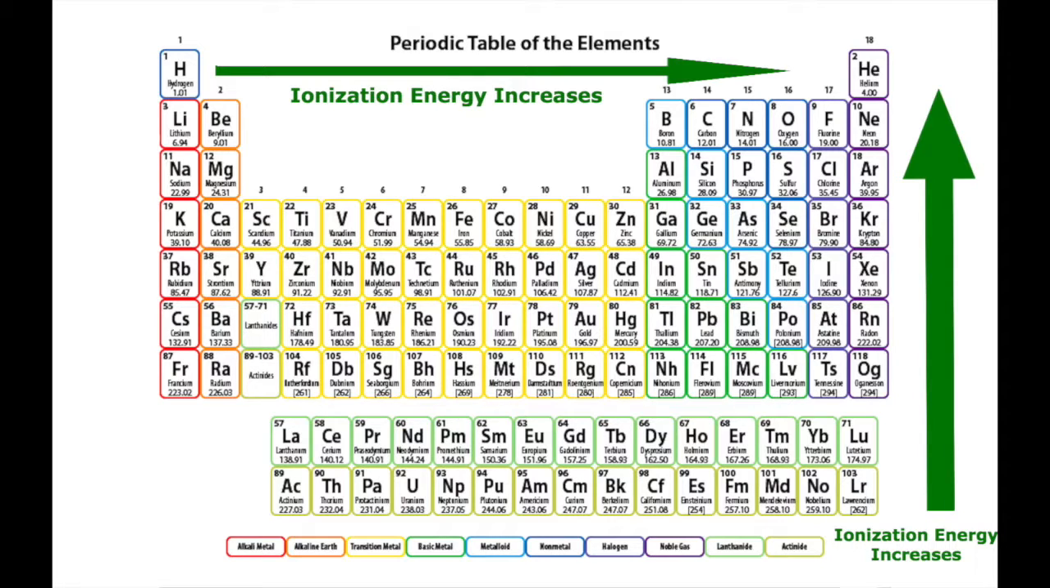However, when you go down a group, ionization energy decreases because as more energy levels are filled, not only is the distance between an atom's nucleus and its outer electrons increasing, but electron shielding also blocks the full effective nuclear charge of the atom's nucleus from the outer electron, making them easier to lose.